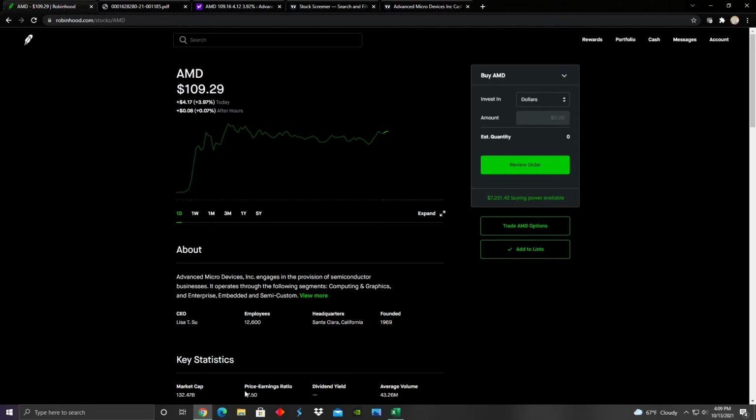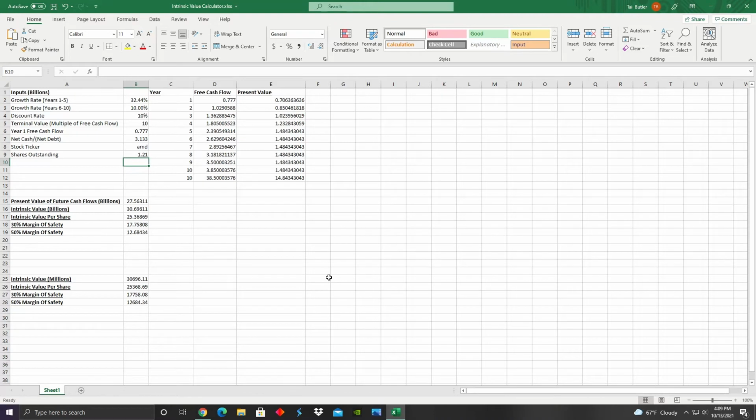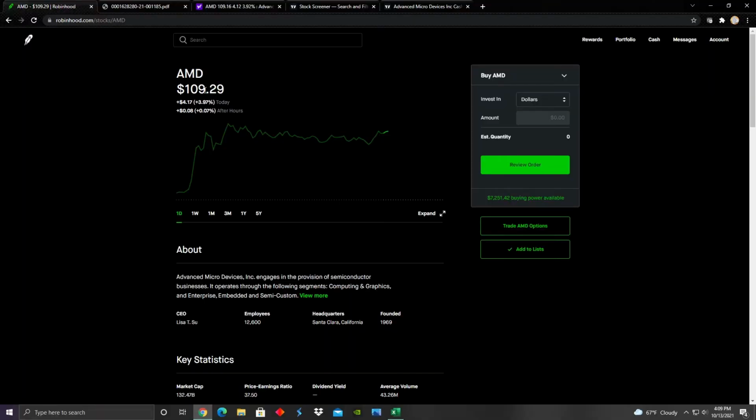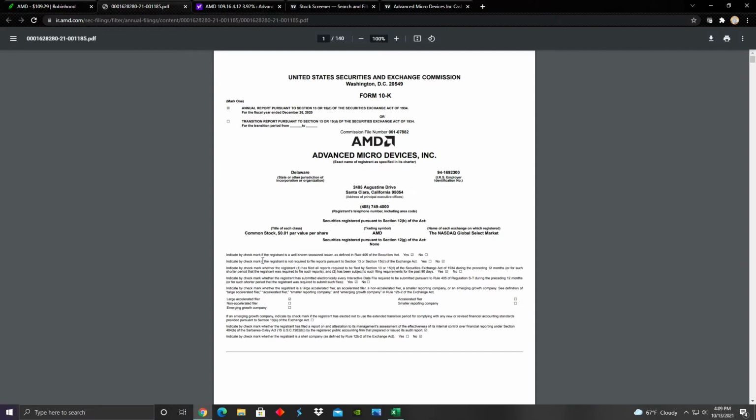And AMD is trading at 37 times earnings, so that is a little high, but it's pretty normal for growth stocks to be trading at a PE ratio of about 30 times. And then, of course, with a 30% margin of safety, that would be 17, and a 50% would be 12. So based on the discounted cash flows model, AMD is definitely looking like a sell at the moment.